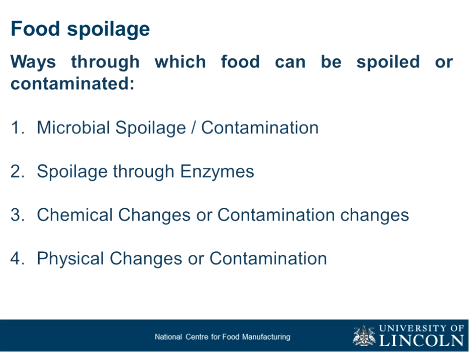And we also talk about food spoilage. There are 4 different ways that we cover that food can be spoiled. We talk about microbial spoilage, spoilage through enzymes, and chemical changes or contamination. Sorry, I just want to find something. I think something is wrong with this.